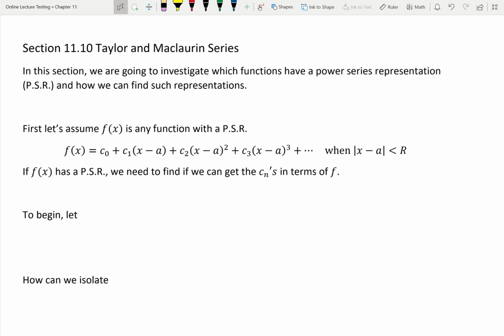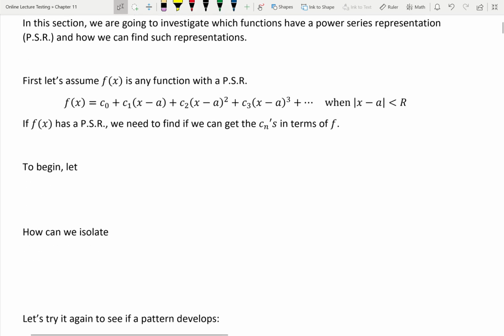So the previous section was, okay, this is the function that has its form. But what about functions like e to the x, that no matter how many times we take the derivative or antiderivative, how do we know if it has a power series representation? That's what we're going to talk about today. The very first thing we need to do is assume f of x is any function with a power series representation. That is going to bite us a little bit later, but for right now, that's what we're going to talk about.